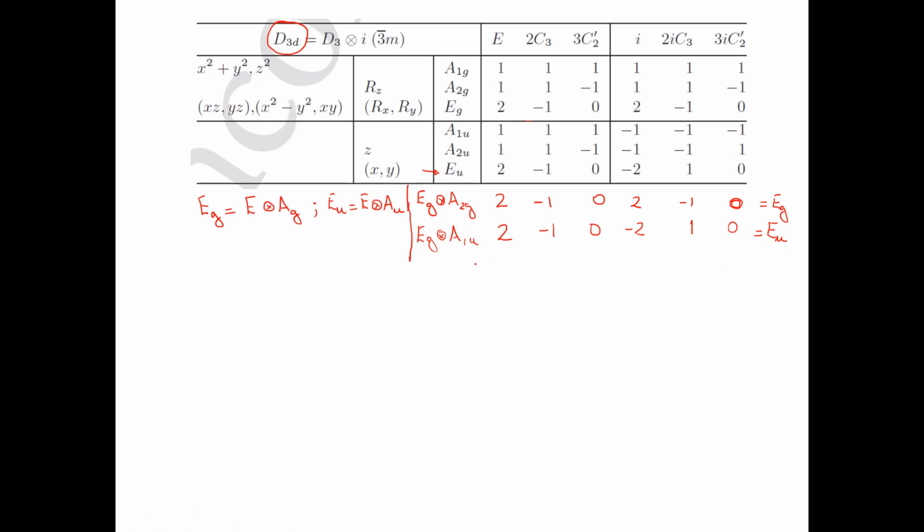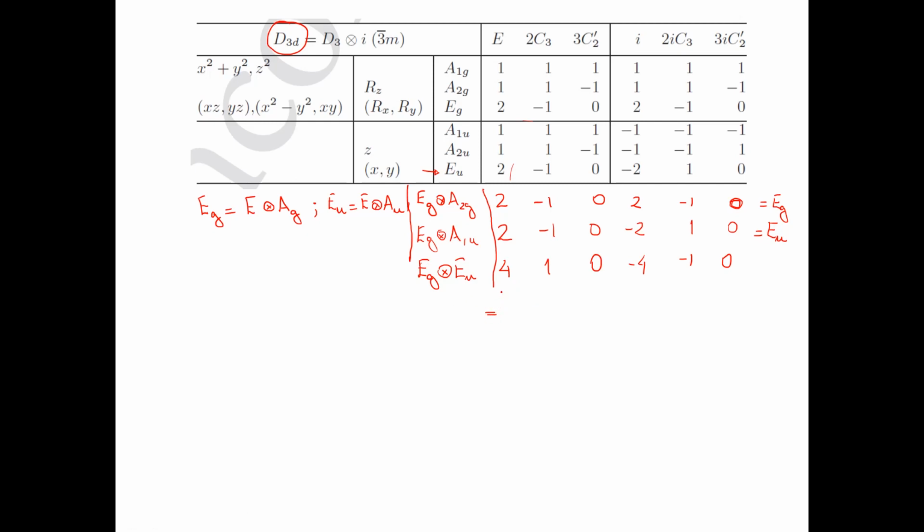Okay. Now let's do a slightly more complicated case. Let's take the product of EG and EU. Again, you multiply the characters, so you have here 4, 1, 0, and minus 4, minus 1, 0, right? So this is certainly not an irreducible representation of the group, because it's a four-dimensional representation, but you can notice that you can write this as a sum.